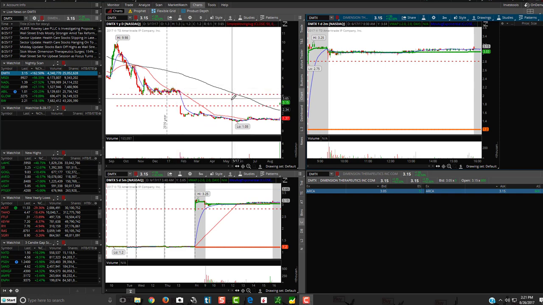You'll see here, this is not an inverse head and shoulders, but a lot of the patterns you can kind of ad lib to. So you could almost say here's a shoulder, here's a head, here's a shoulder.